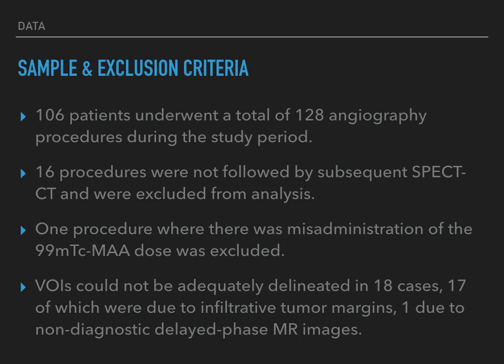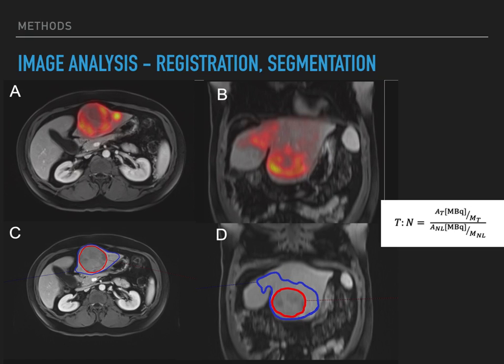During the study period, we identified 106 patients who underwent a total of 128 MAA planning angiography sessions. A number of procedures were excluded from subsequent analysis due to technical factors in relation to missing imaging, incomplete imaging, misadministration of MAA, and inability to accurately delineate borders of tumor. We subsequently utilized the Simplicity dosimetry software to co-register SPECT imaging obtained following MAA administration with pre-procedural MRI.